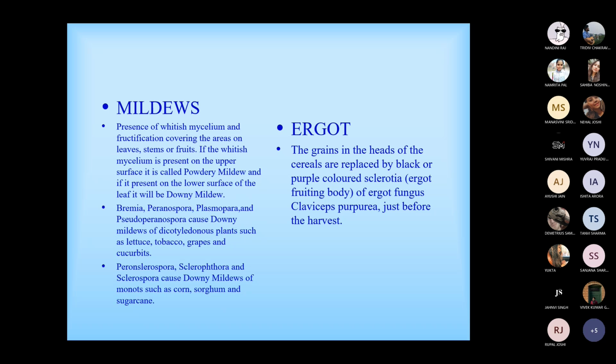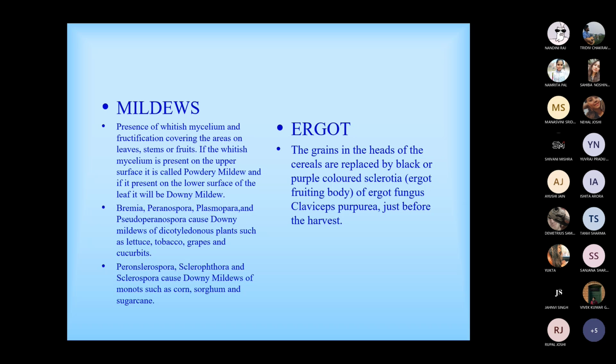Then we have mildews, right? So mildews could be the downy mildew or could be the powdery mildew, and they basically form a white mycelium on the surface of the leaves, which is visible. If we look carefully at the leaf, we can see mildew-like or white mycelium-like growth on the surface of the leaf, right? So if whitish mycelium is present on the upper surface, it is called powdery mildew, and if it is present on the lower surface, it is called a downy mildew.